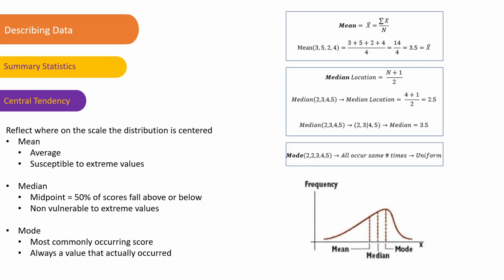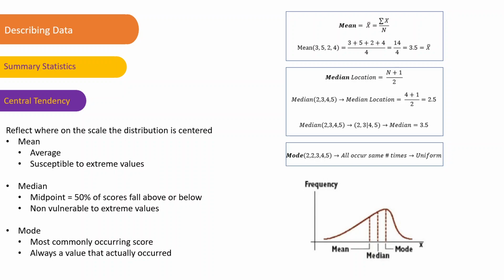To find the median, you actually find the median location, and then you just count inwards to that location. The formula for the median location is n, the number of scores, plus 1, divided by 2. So if we're looking for the median of the values 2, 3, 4, and 5, our n is 4. We have 4 data points. N plus 1, so 4 plus 1, divided by 2. So our location is the 2.5th data point.